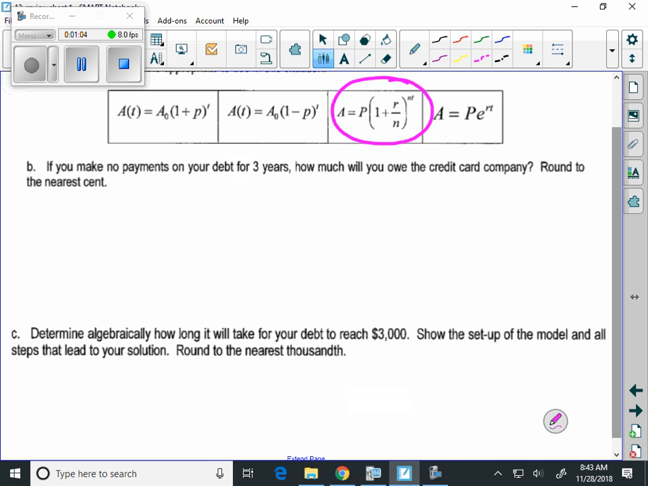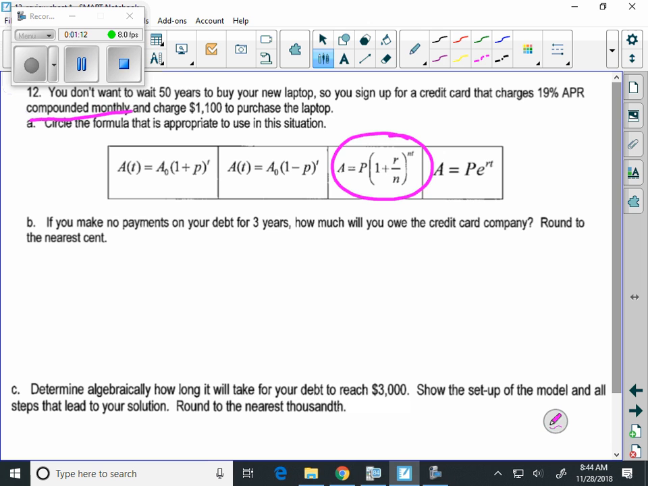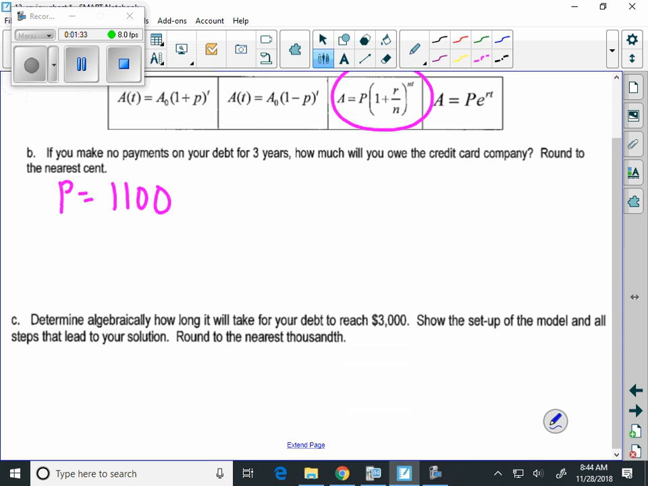Once we determine which formula to use, then we want to fill in the things that we know about this problem. And one of the things that we see is that our amount that we're going to start with is going to be $1,100 to purchase that laptop. Our credit card charges 19% APR. That's our rate. And remember, this one's a percent. Unlike some of the previous problems, this one's a percent.